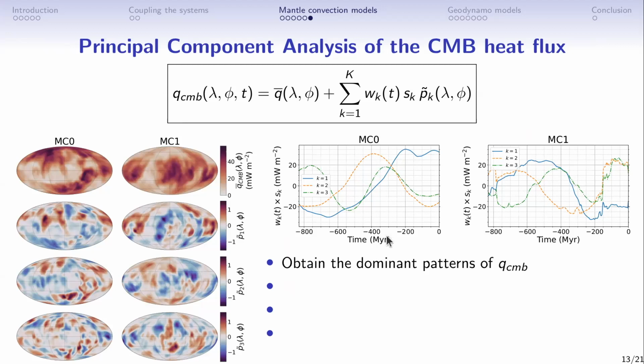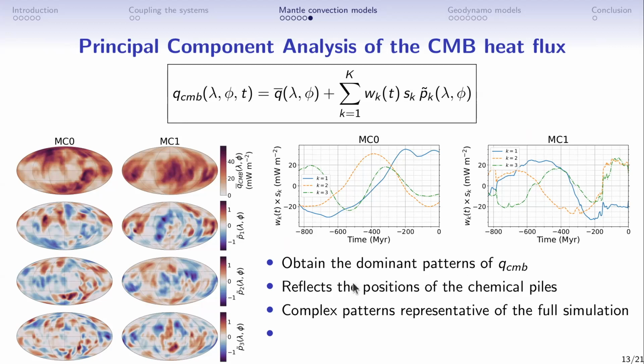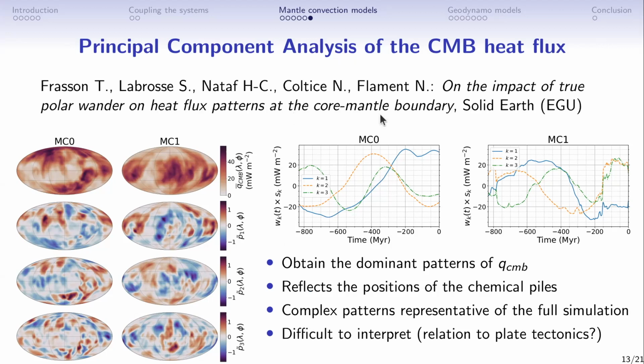So this analysis enables us to obtain the dominant patterns of the CMB flux. Those patterns mostly reflect the positions of the thermochemical piles, especially the average heat flux pattern here. It gives complex patterns that are representative of the full simulation, but the downside is that these patterns are difficult to interpret, notably in terms of their relation to plate tectonics. So that's all about the mantle convection and the CMB flux. If you want more details about the effect of true polar wander on the CMB flux, we have an article that has just been accepted in Solid Earth.